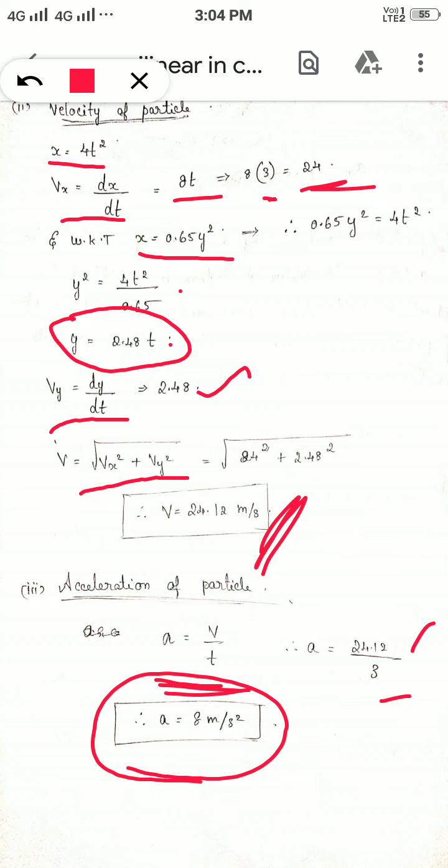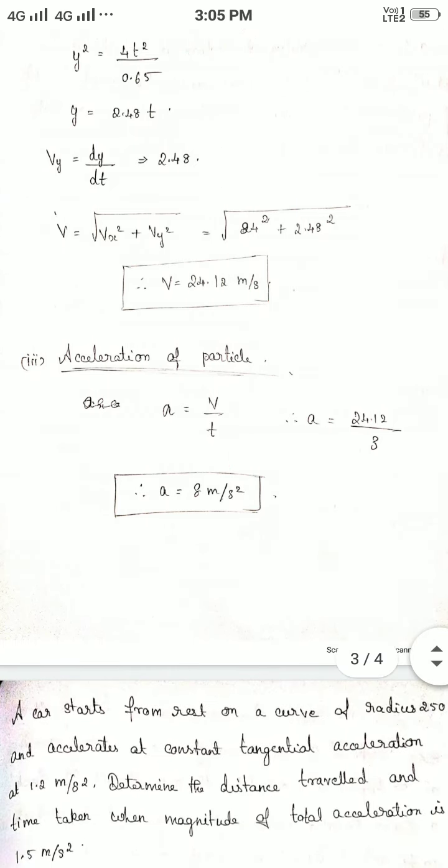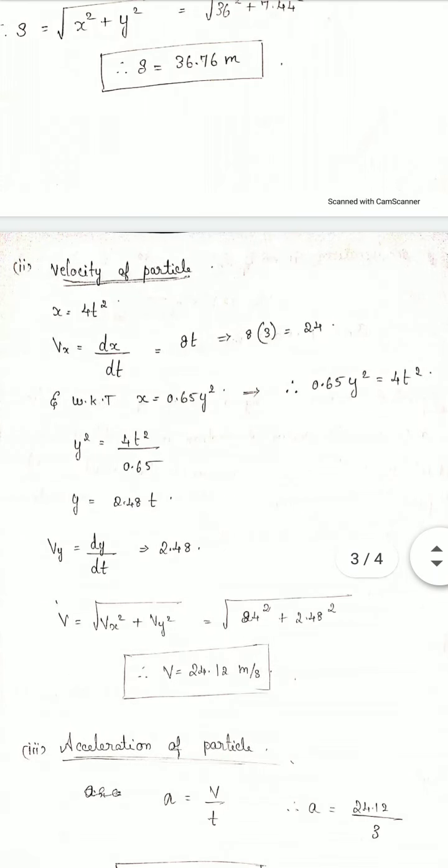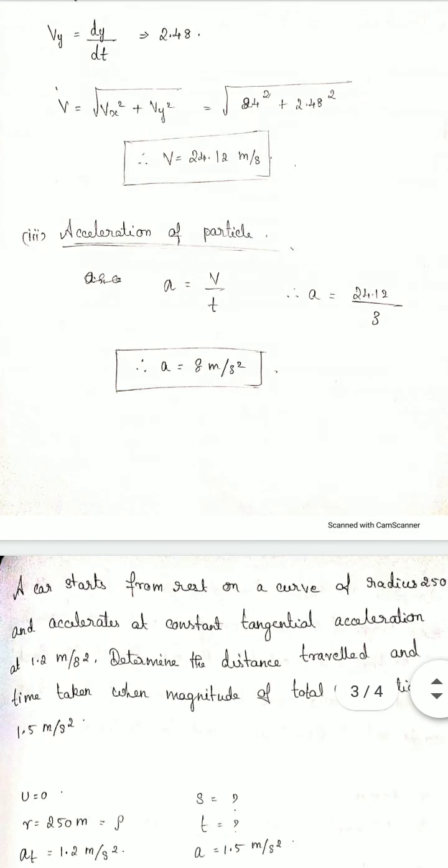This is your answer for your first question, because they had asked you to find 3 parameters, that is displacement, second one is velocity, and third one is your acceleration. Now we'll move to the next problem.